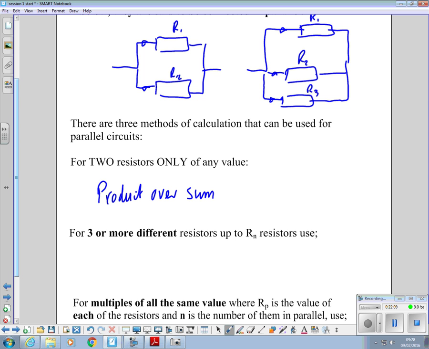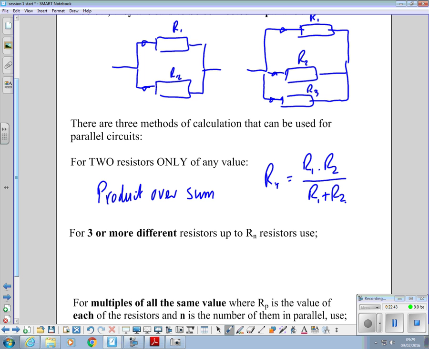And it is that RT is equal to R1 times R2 over R1 plus R2. So if you've got just 2 resistors, it doesn't matter whether they're different values, you can use that method to find the total for that pair. So we could use that one on this circuit here. We couldn't use it on that one there because it's got more than 2 resistors in it.